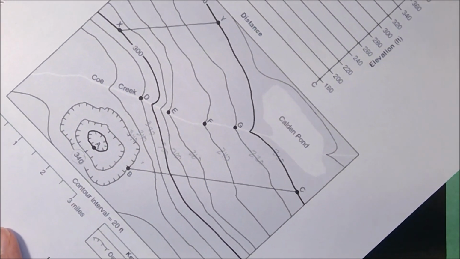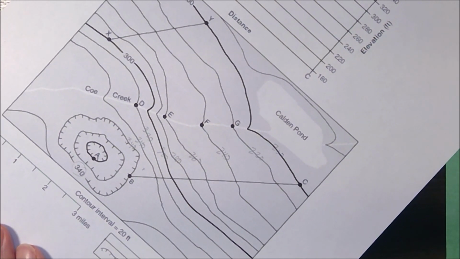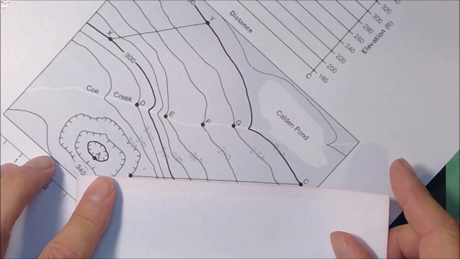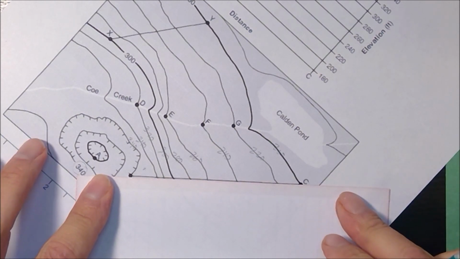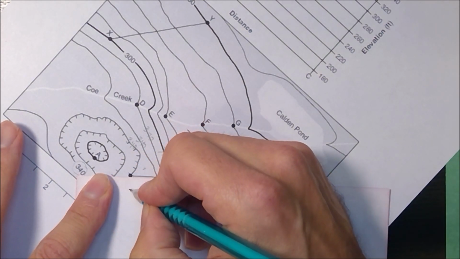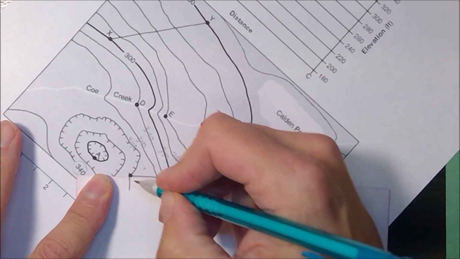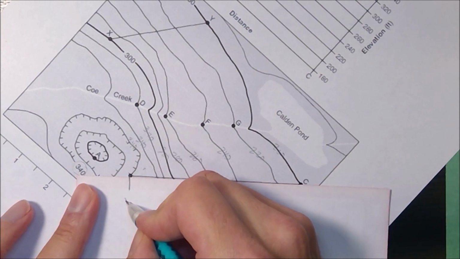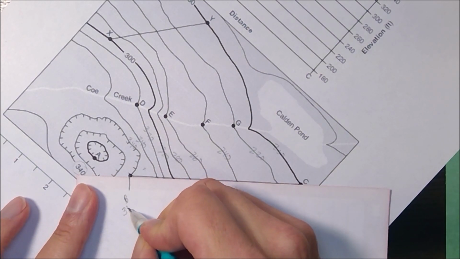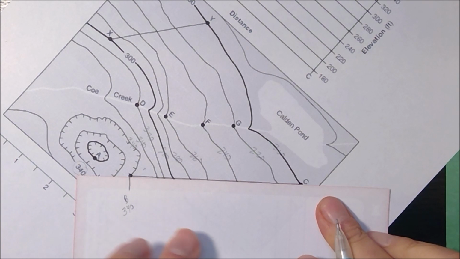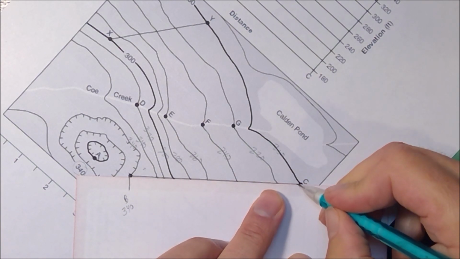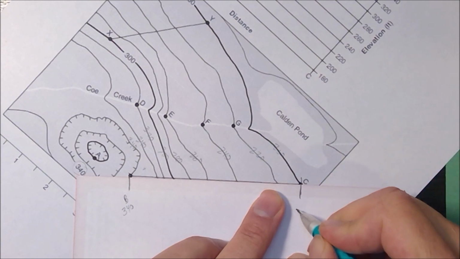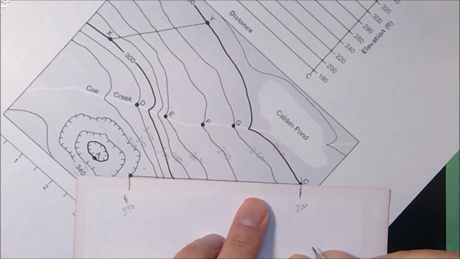Sometimes it's easier to turn your map sideways. So I'm going to have line B to C there. I'm going to take my index card and line it up. I do not like starting right on the edge of the paper. So we're going to label that. That's point B, and this one is at 340. Point C, which is right here, is going to be 200.